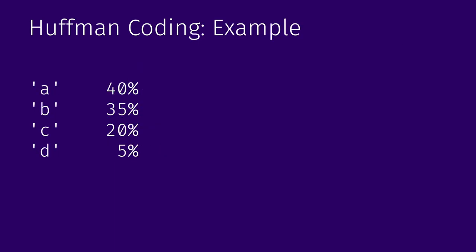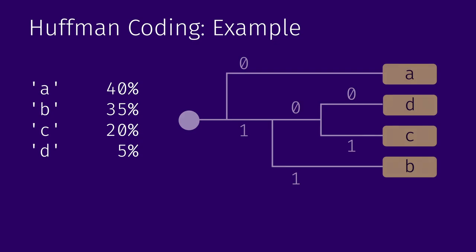To better understand Huffman coding, let's look at an example. Here you can see that we have four possible symbols, A, B, C, and D, and they appear in the files that we want to compress with different probabilities. So A is the most frequent, it appears in 40% of cases, and D is the least frequent, it appears only in 5% of cases. Now, what the Huffman coding algorithm will do is build a tree that will look like this. And you can see that this is a binary tree, so each node has at most two children.